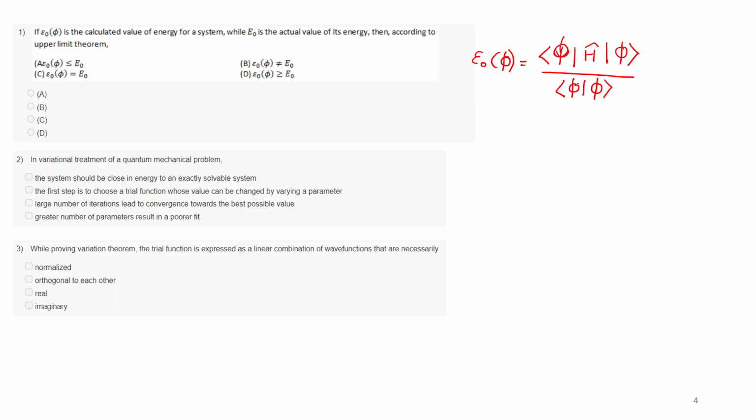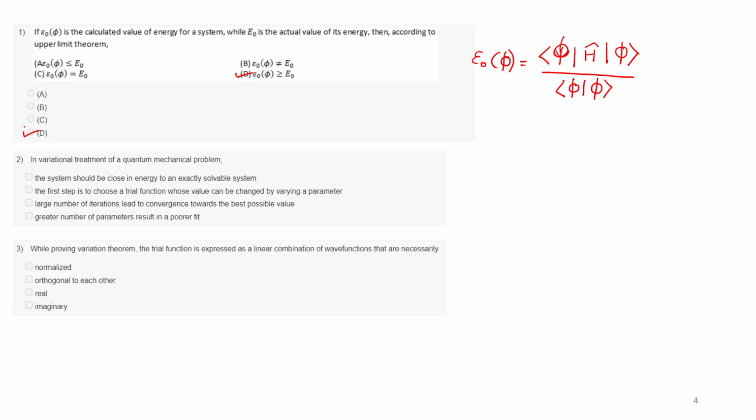This is the method by which we get the expectation value of some operator, some physical quantity. Here we are discussing the energy, and in your trial wave function there will be some variational parameter, and you vary that. As an upper limit theorem, it tells us this functional will have to be greater than or equal to the actual energy. So D is going to be the correct answer for this.